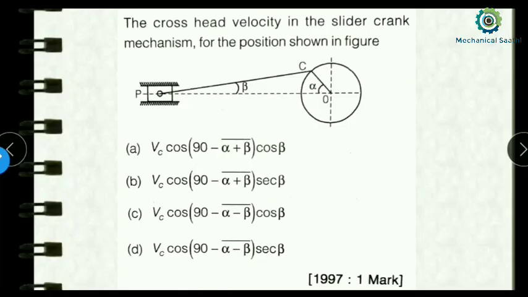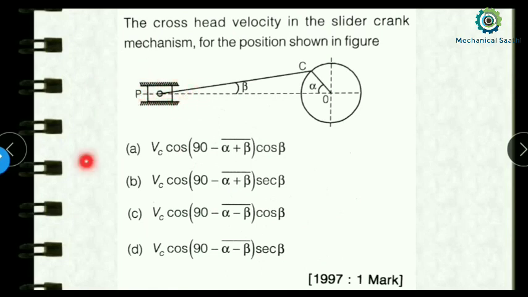So the first question is: the crosshead velocity in the slider crank mechanism for the position shown in the figure. For this position which is given here, we need to calculate the crosshead velocity. That means we need to calculate the velocity of this slider.